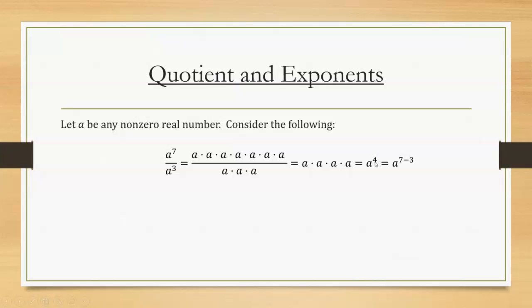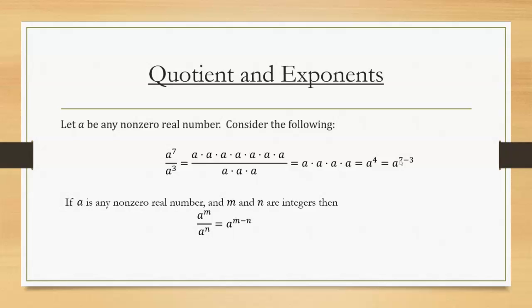Okay, so what does that give us? Well, notice that 4 is 7 minus 3. So in other words, we have a to the 7 over a cubed is a to the 7 minus 3. So in other words, we subtracted exponents. So for any non-zero real number and integers m and n, when you divide like bases, you subtract the exponents. Okay. So you probably have seen that before.